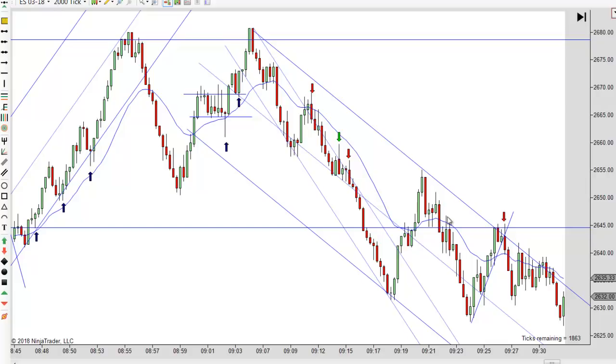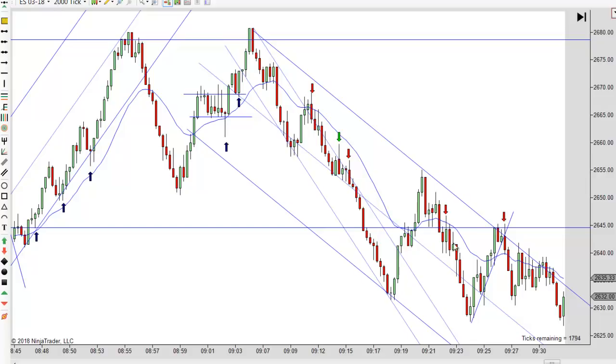You get a failed second entry long here, and you actually get a higher low here, but your entry would have been one tick below that bar. So I don't have any problem with that one because it's a failed second entry long. You're testing that support resistance from underneath.